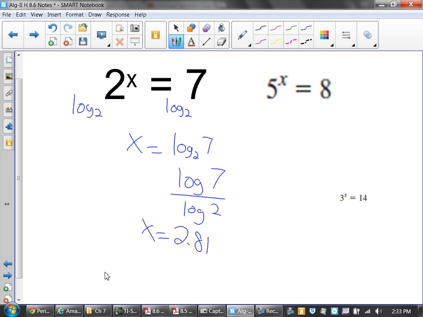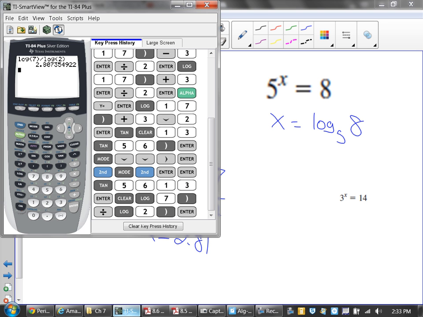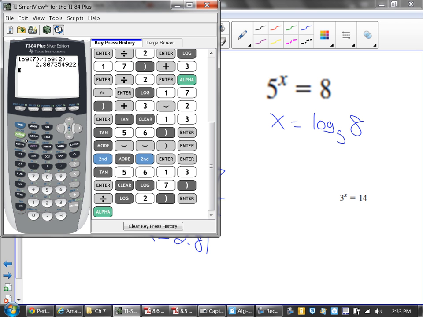What do I have to do to the log on both sides here? Divide it. By base what? I got to do a log base 5. So if I write this out, I get x is going to equal log base 5 of 8. That'll give me my value of x. Now, in your calculator, there's another way to type that in. You type in alpha window, number 5. And look what it's asking you to put in.